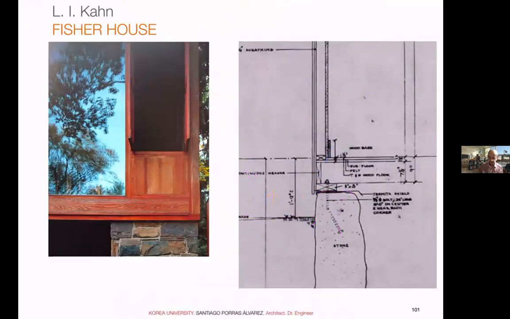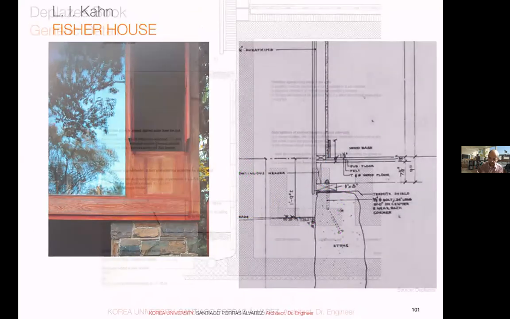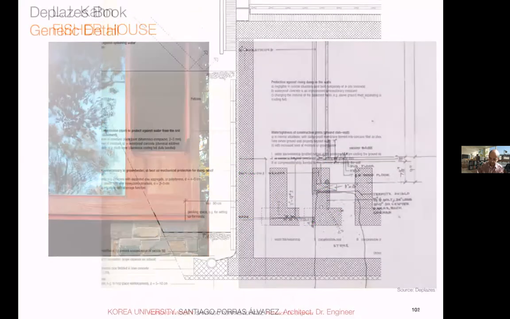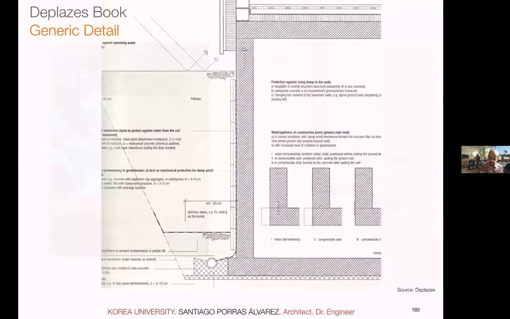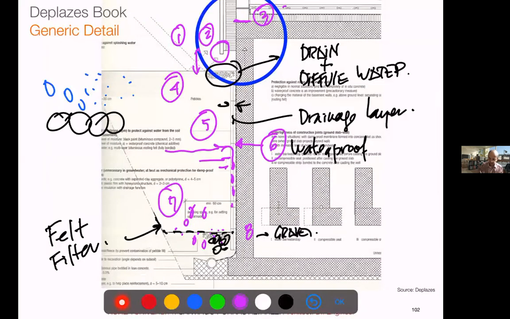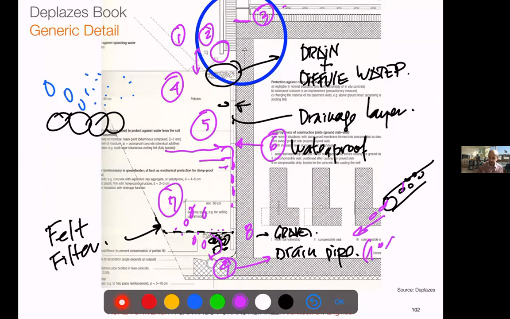Then we have number 8, which is gravel, which makes it easier for the water to go faster to the final point, which is 9, the drainage pipe. It is usually perforated or porous, so the water will naturally go in and then go out. And this pipe will have probably about 1% of slope, so the water just goes to the collection area.